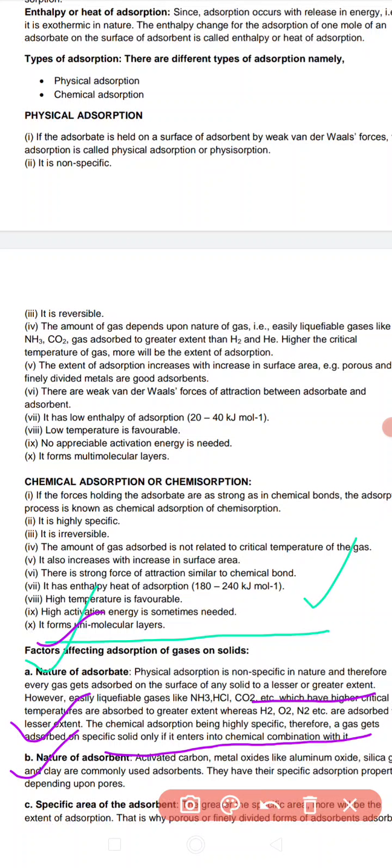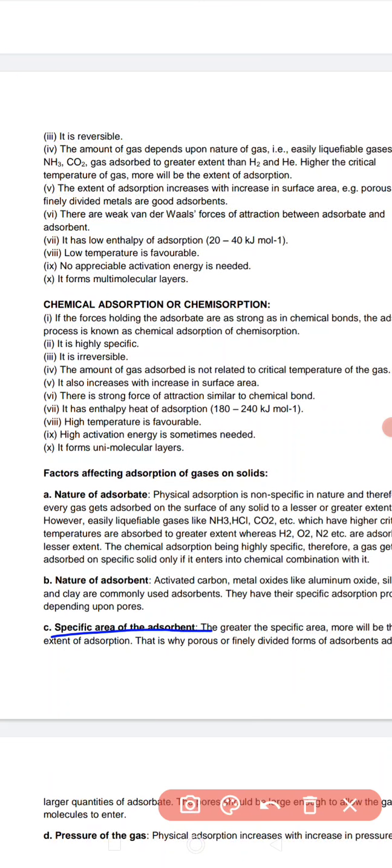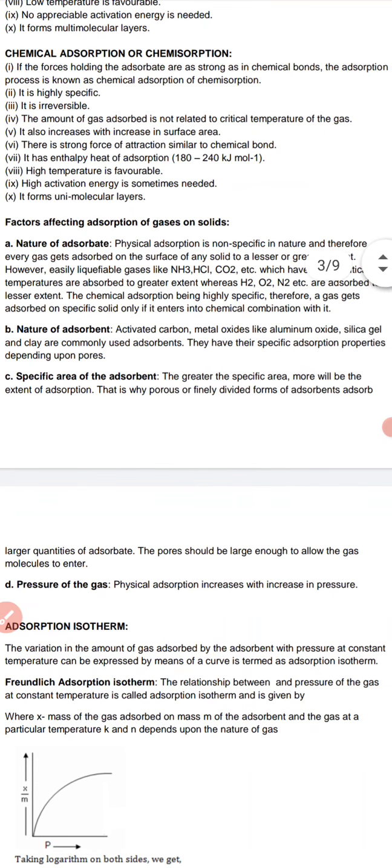Next important factor we have is the specific area of the adsorbent. Greater the specific area, higher will be the extent of adsorption. That is why porous or finely divided forms of adsorbent hold a larger quantity of adsorbate. Okay, and hence the pores should be large enough to allow the gaseous molecules to enter. Now, the last factor is the pressure of the gas.